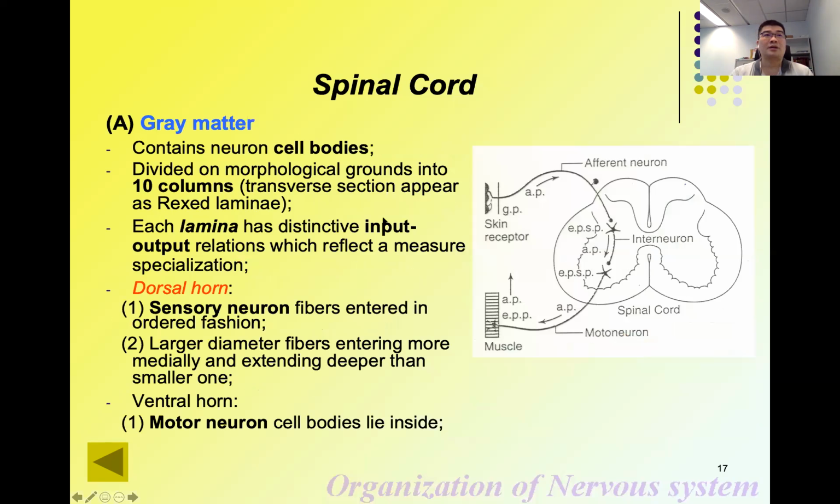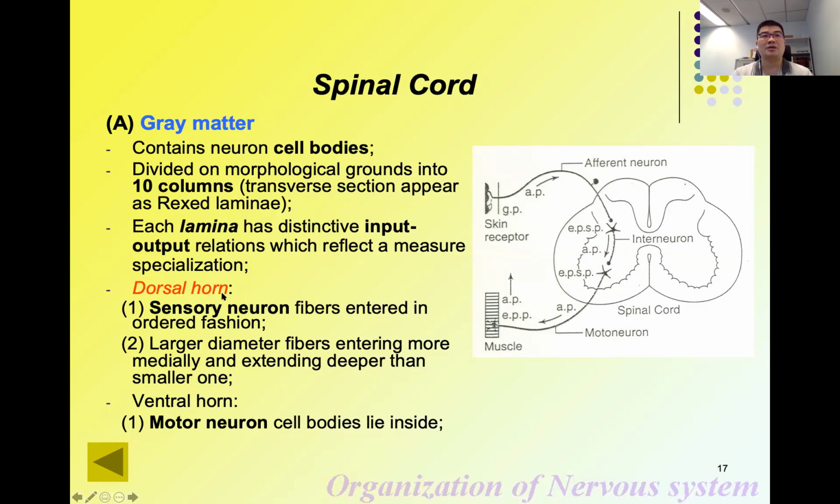So here is the spinal cord. It contains the gray matter, which has the cell bodies. That's divided into 10 columns, numbered 1, 2, 3, 4, 5, 6, up to 10, with different sections. Each lamina, each layer, will have distinct input and output relations, which reflect a measure of specialization.